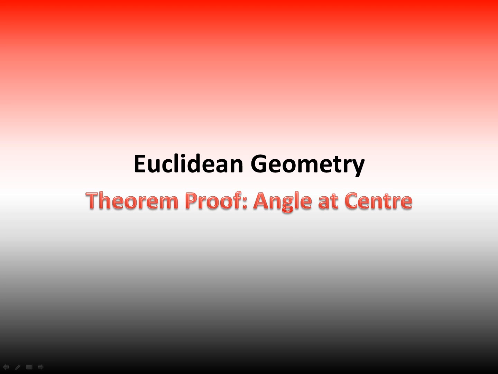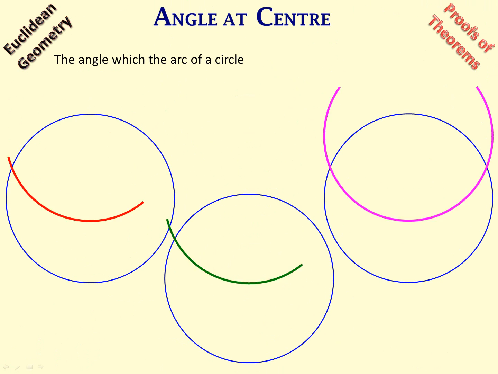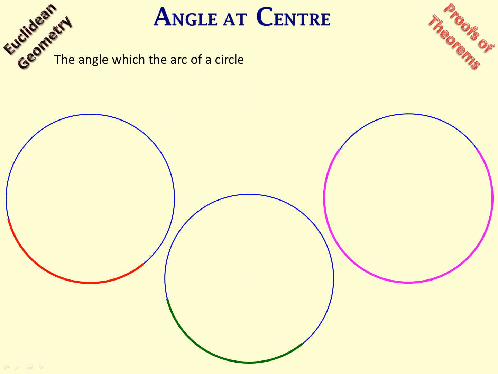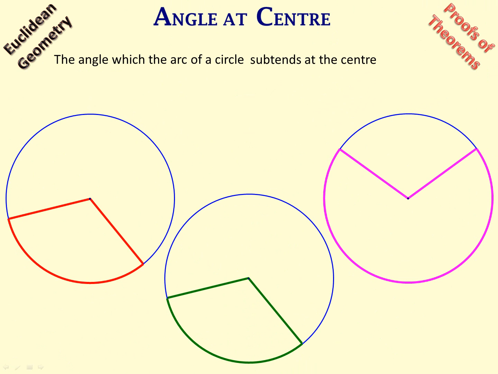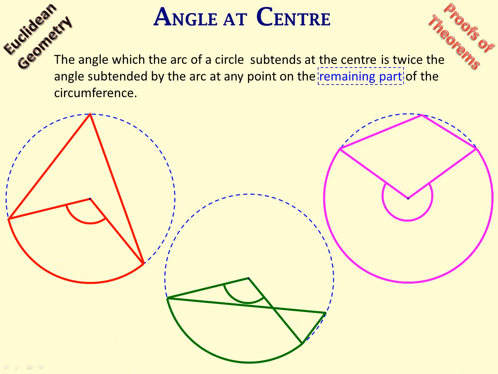Euclidean geometry, proof of the angle at center theorem. This theorem says the angle which the arc of a circle subtends at the center of the circle is twice the angle subtended by the arc at any point on the remaining part of the circumference.